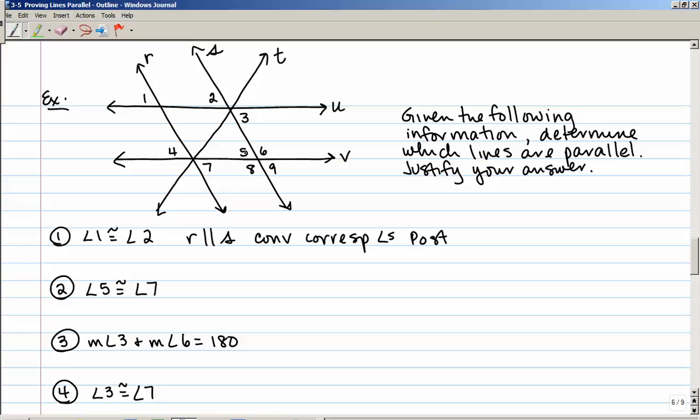Let's take a look at angles 5 and 7. In this case I really need to ignore line T. That's kind of getting in the way there. If 5 and 7 are congruent to each other, they look to be alternate interior angles based around, again, the lines R and S. So R and S would be your parallel lines. Line V would be your transversal. So R is parallel to S by the converse of the alternate interior angles theorem.